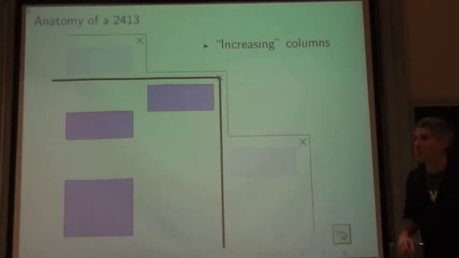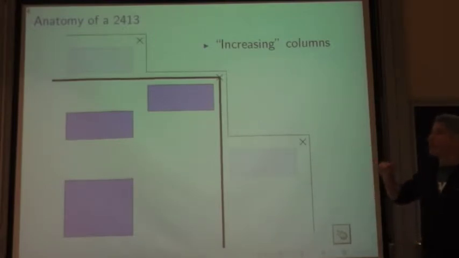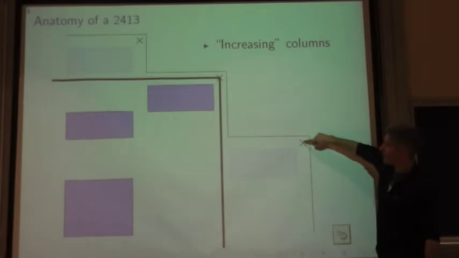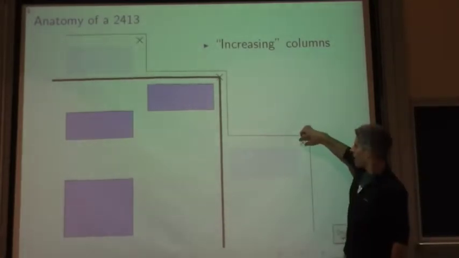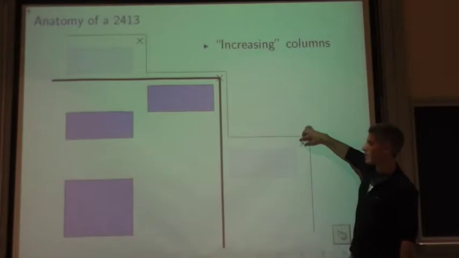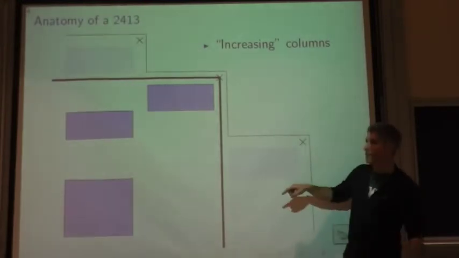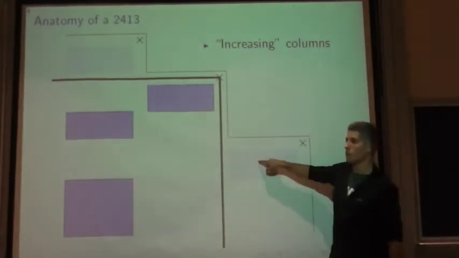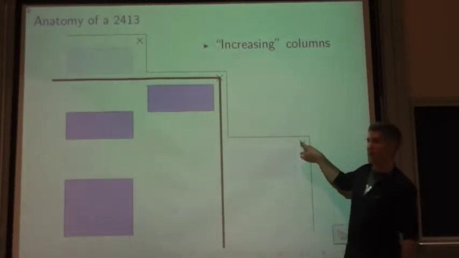I'm sorry? There exists one for which this is true? No, from every corner. For every corner, I don't have it highlighted, but everything that's southwest of it, the columns are increasing. This one and this one are increasing from its perspective.